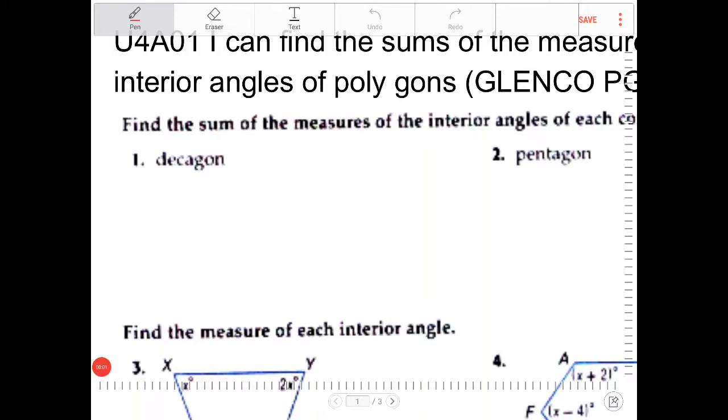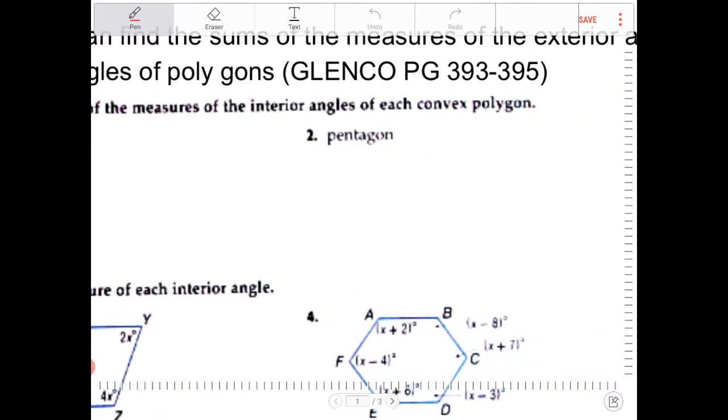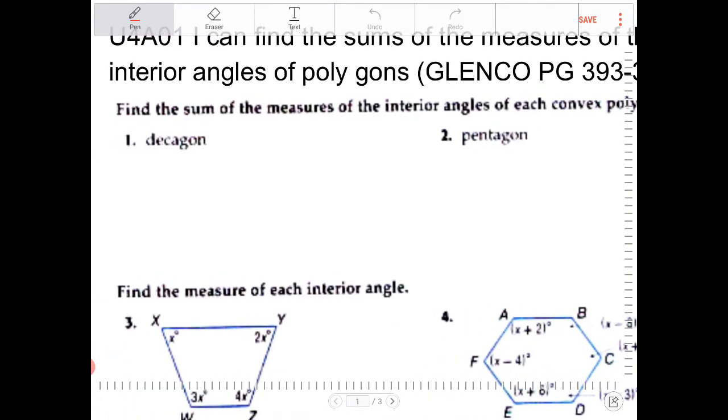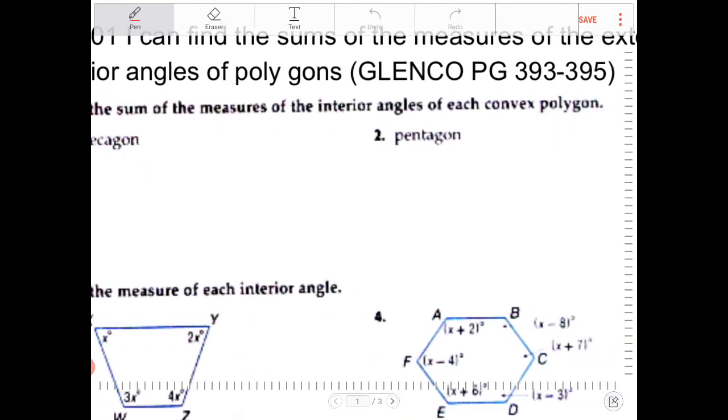Hello students, in this video I will go through exercise U4A01 where I will be applying concepts related to sums of interior and exterior angles of polygons. Let's take a look. Find the sum of the measures of the interior angles of each convex polygon.